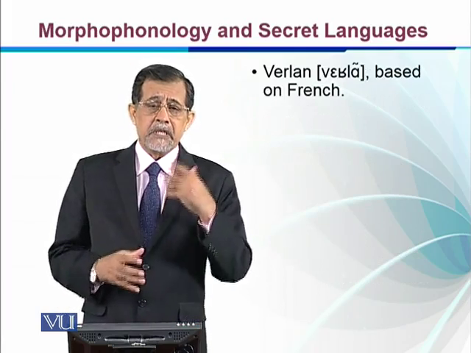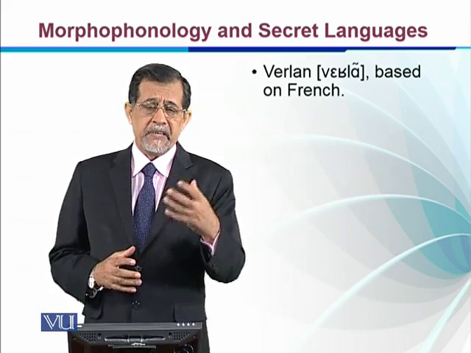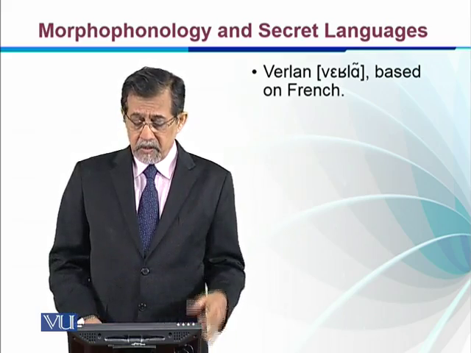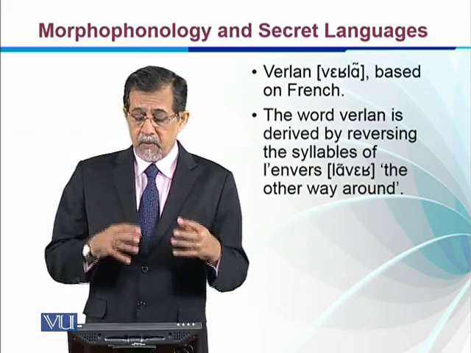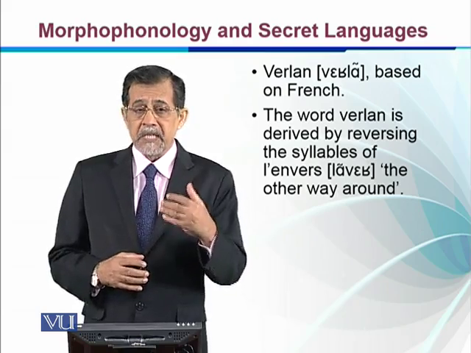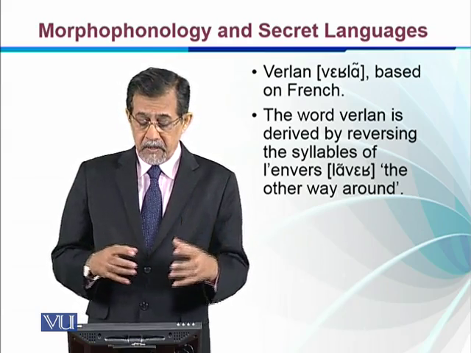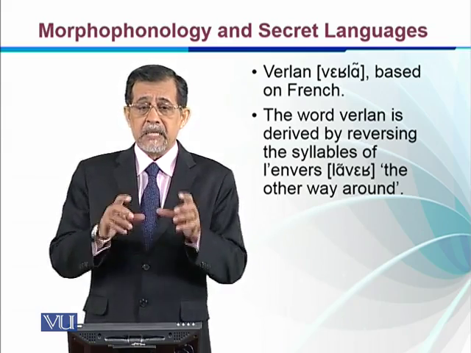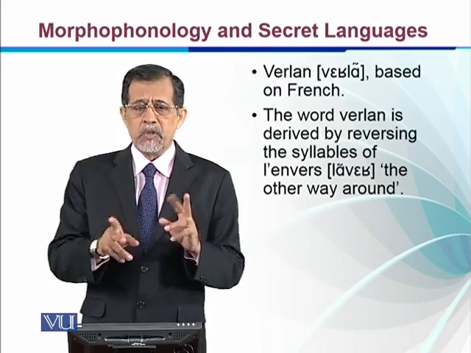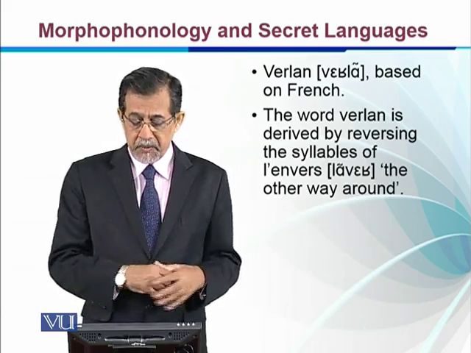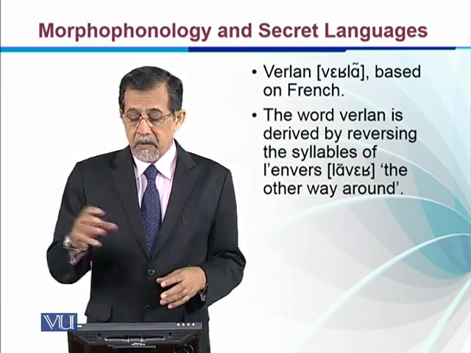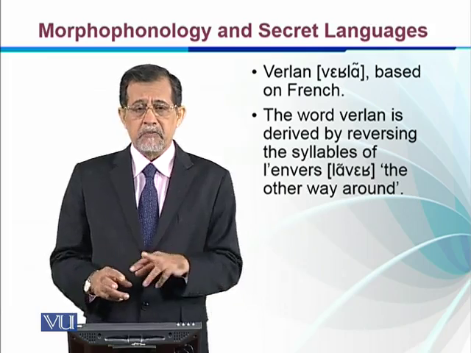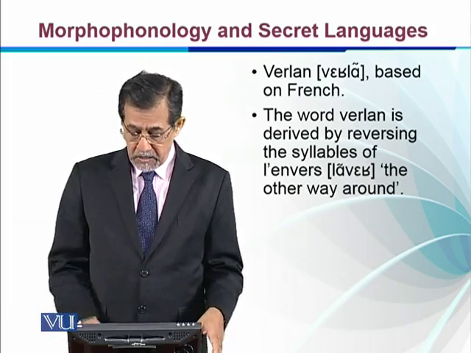Another language, based on French, is Verlan, right? The word Verlan is derived from reversing the syllables of the word "l'envers," the other way around. It needs at least two syllables, and both syllables are reversed. For example, this very word, Verlan, has two syllables. So we get "lan ver." So this will become Verlan, a secret language.